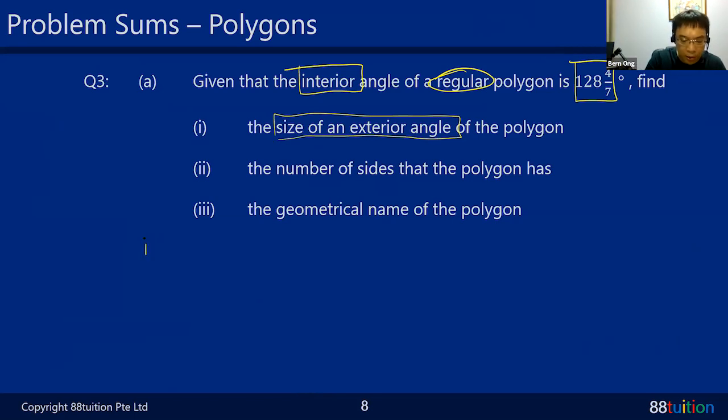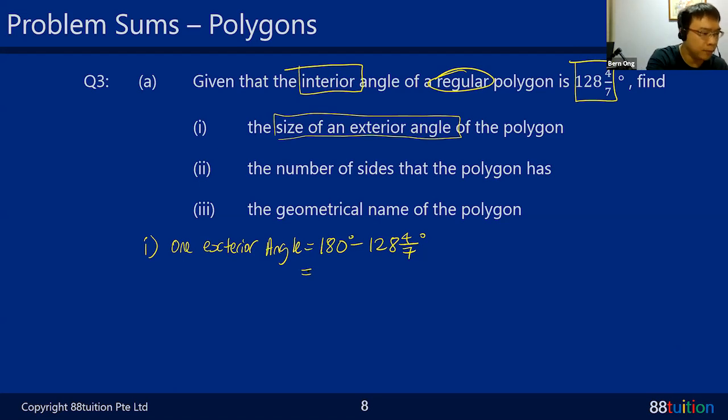Easy. Remember the formula? One interior plus one exterior gives you a straight line, which is equal to 180 degrees. So one exterior angle is equal to 180 degrees minus your 128 and 4/7 degrees. Press your calculator, nothing to fear. You will get 51 and 3/7 degrees.